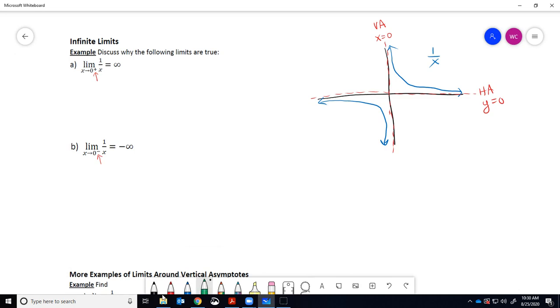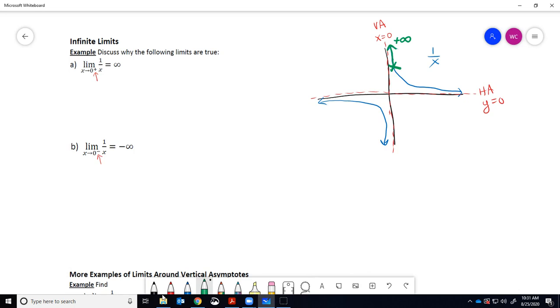If you approach your vertical asymptote from the right, so here's x marks the spot, follow your curve, what is our function value approaching? Our function is going up and up and up. It keeps getting closer to the vertical asymptote, but every time it gets closer, it's also getting taller, meaning the y value is increasing. So we are approaching positive infinity as we approach the vertical asymptote from the right.